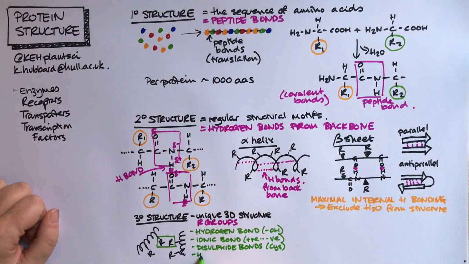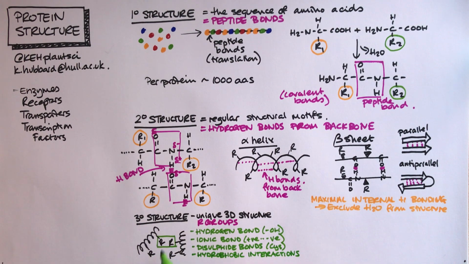But what you can also have are effectively hydrophobic interactions. If you've got two hydrophobic, so two non-polar groups next to each other, let's say you've got an alanine and phenylalanine, for example, they're both made of carbons and hydrogens. They won't be able to form any formal bonds with each other, but because they're both non-polar, they will be attracted to each other because, again, we're trying to exclude the water.